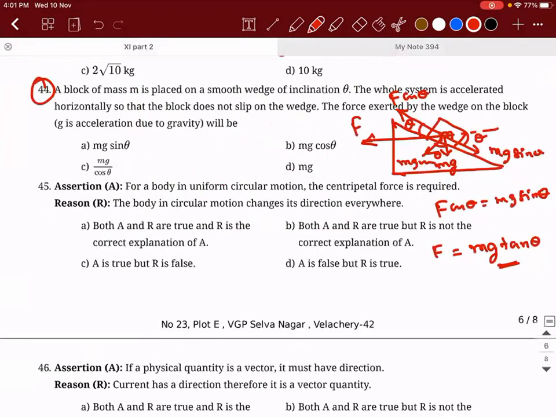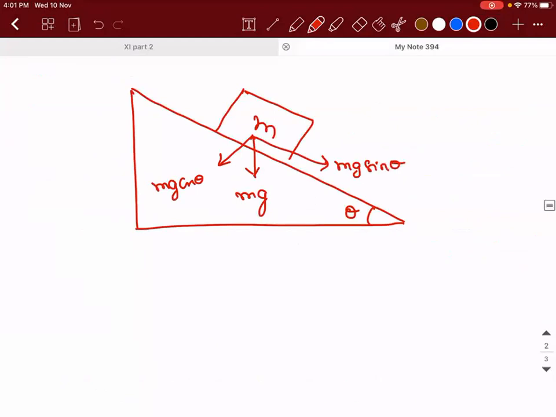Now, what is the question? A block of mass m is placed on a smooth wedge. The whole system is accelerated horizontally so that the block does not slip on the wedge. The force exerted by the wedge on the block in this case will be. Tell me.